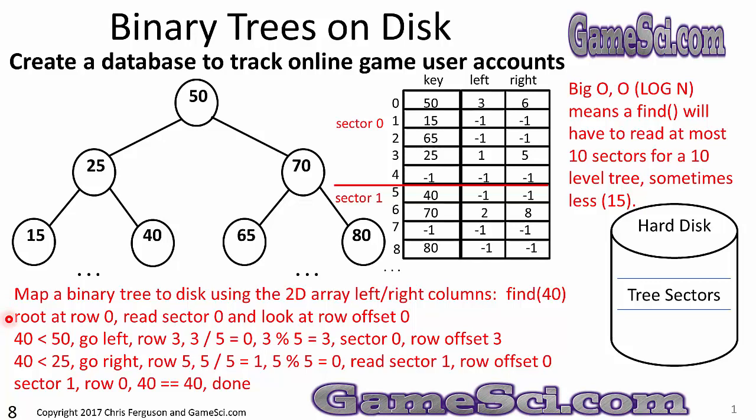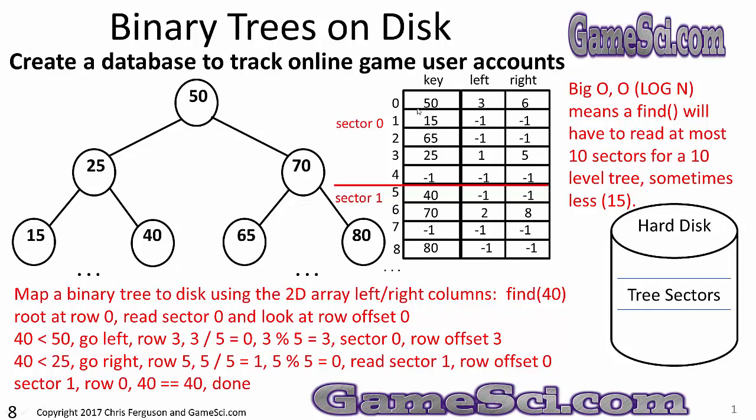Well, if we put the root at row 0, that means we have to read sector 0 and look at row offset 0. So we'll start our search for 40 at the root. That's where we always start our search, at the root of the binary tree. So I'll read in sector 0, and at byte offset 0, I will see that 53 and a 6. 40, of course, is less than 50. That is a true statement. We need to go left on the tree.